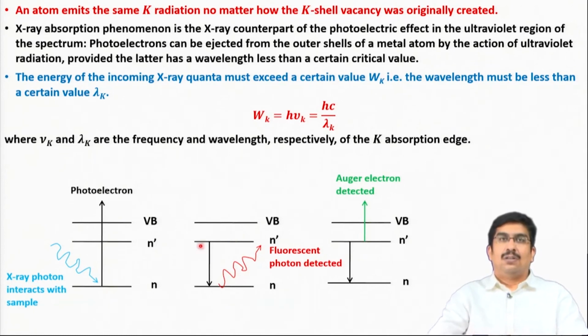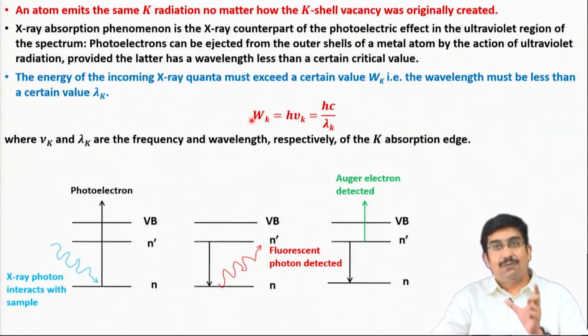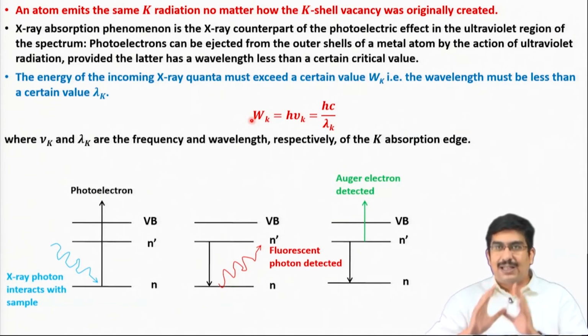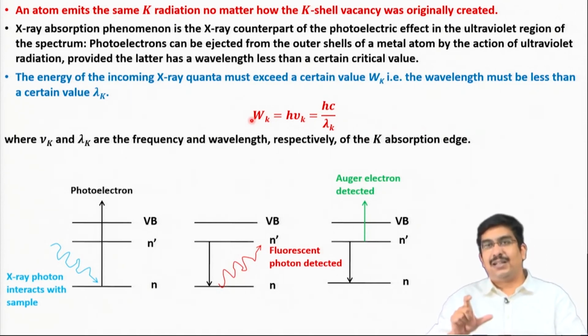Now the energy of this incoming X-ray, just like characteristic radiation, also needs a critical excitation voltage. Unless the electrons are accelerated through a critical excitation voltage, they will not be able to produce a characteristic radiation. The same thing happens here: the energy of the incident X-ray photon must exceed a critical value.